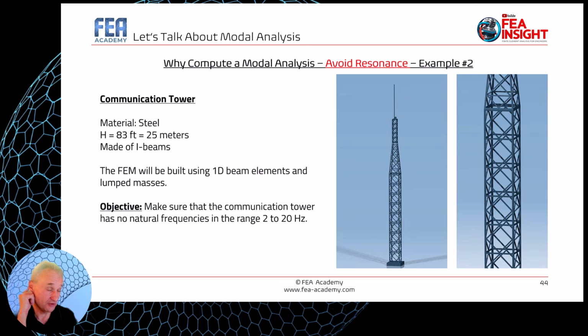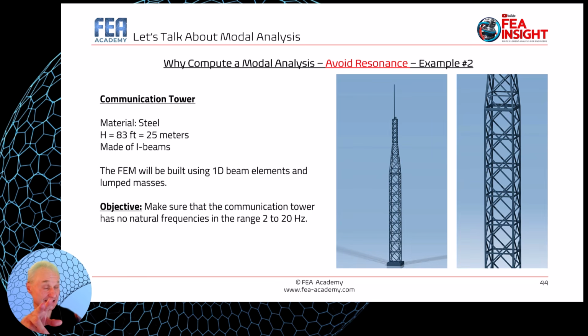So the FEM has been built using 1D beam elements and lumped mass. Why lumped mass? Because keep in mind, we have to capture properly the stiffness, but also the mass of the system, here of the tower. The mass of the tower is not only the mass of the structure, it is also the discrete mass of the antenna attached on the tower.